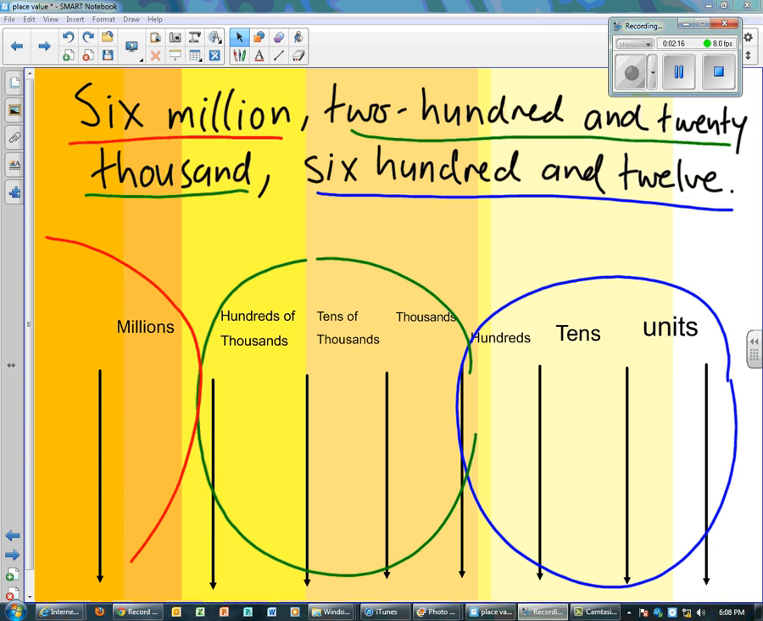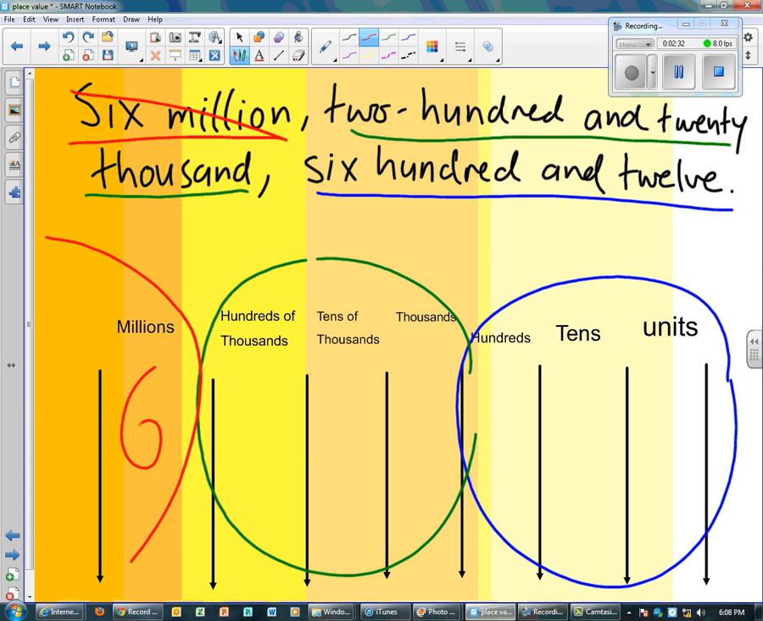Okay, so let's write this number down. Let's start at the left-hand side because that's what we do with numbers. We start at the left when we read them out. Right, we read out the whole lot of the millions. Now there's 6 millions, so that's all there is of the millions. So we cross that off. That means we put a 6 in the millions section. Okay, great.